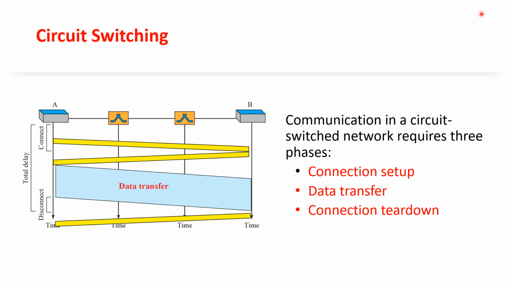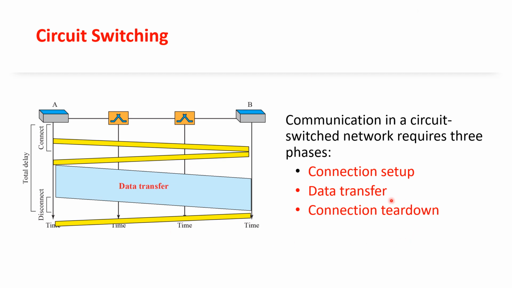In the second phase, data transfer, it facilitates the actual communication between the sender and the receiver. Data is transmitted continuously over the established path. Since the path is dedicated, there are no interruptions, allowing for smooth and constant data flow.